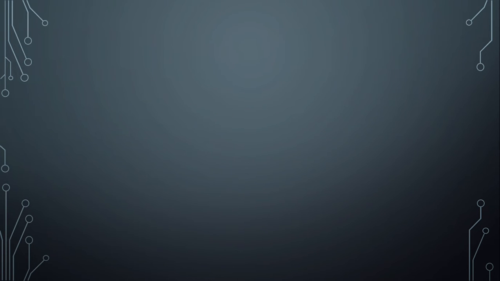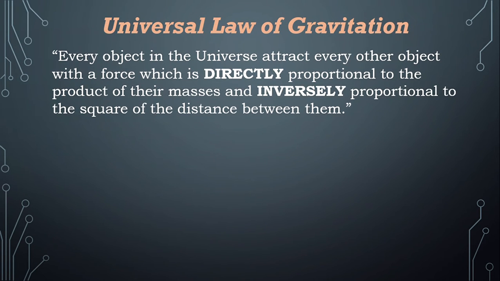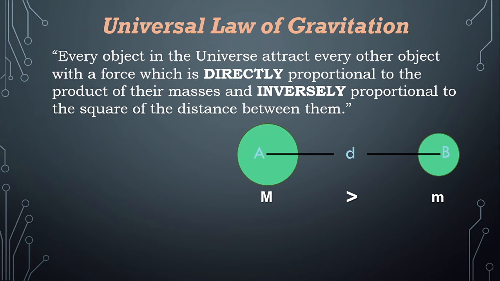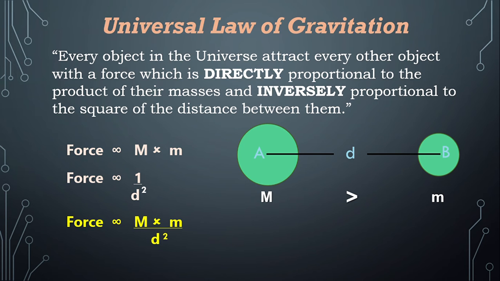The universal law of gravitation says that every object in the universe attracts every other object with a force which is directly proportional to the product of their masses and inversely proportional to the square of the distance between them. Let me repeat. The force is directly proportional to the product of their masses and it is inversely proportional to the square of the distance between them. With this data, we can write it mathematically like this.